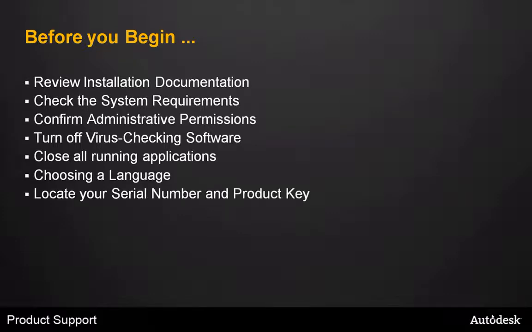You must locate your serial number and product key. You're prompted for both of these when you're actually doing the installation. The serial number and product key are located on the outside of the product packaging or in the email you received if you downloaded your product. Make sure to have these available before you install the program so you do not have to stop in the middle of the installation.